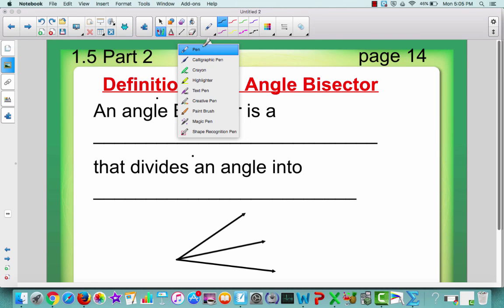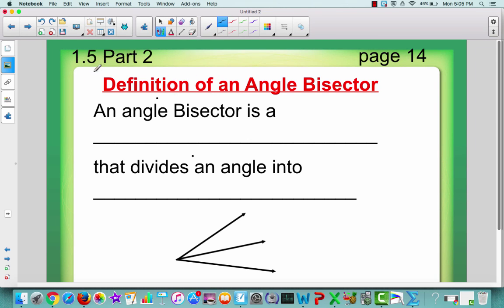I want to make sure you're on the right video. We're in section 1.5 part 2. It's actually page 14 in your note packet, and it says at the top definition of an angle bisector. It doesn't actually say 1.5 part 2. I decided to actually make it a part 2.